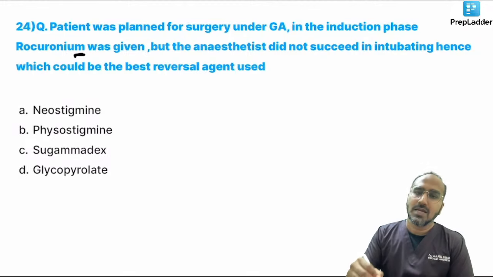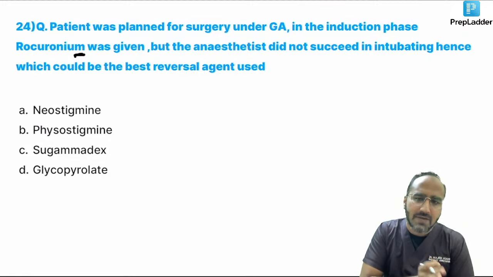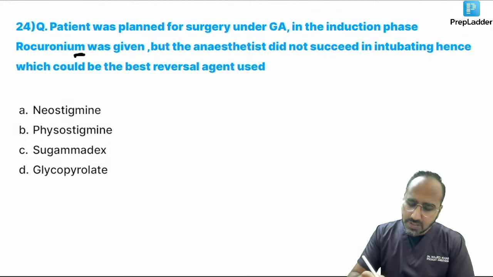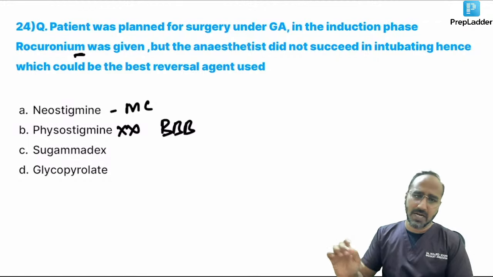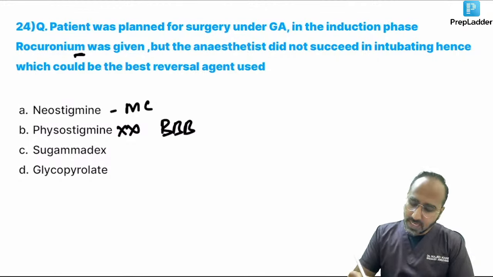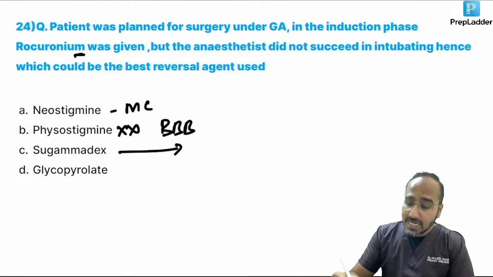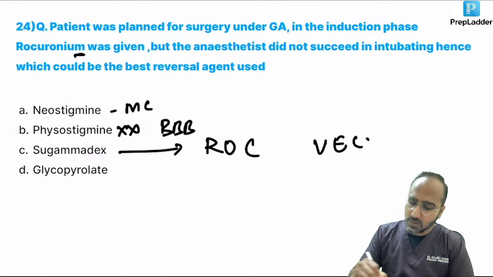Remember, guys, normally for all muscle relaxants except rocuronium and vecuronium, we commonly give neostigmine. Neostigmine is the most commonly given. Physostigmine cannot be given as a reversal. Why? Because it crosses the blood-brain barrier. Okay. Next, Sugammadex. Remember, Sugammadex is a modified gamma cyclodextrin that is specially given for rocuronium and vecuronium.